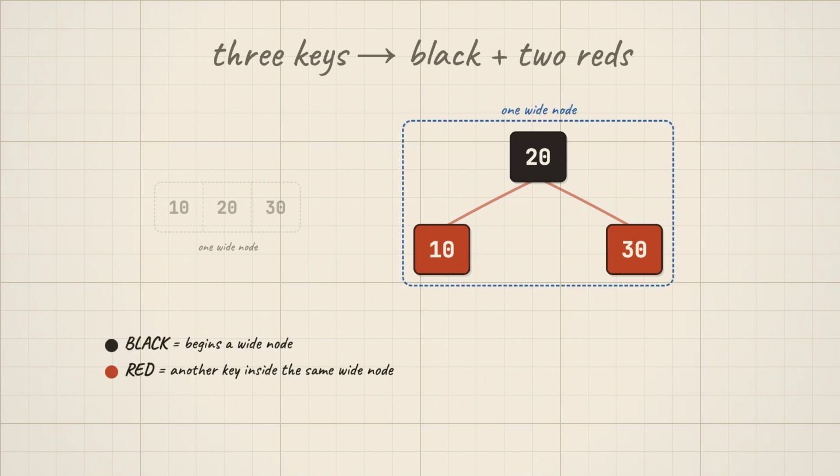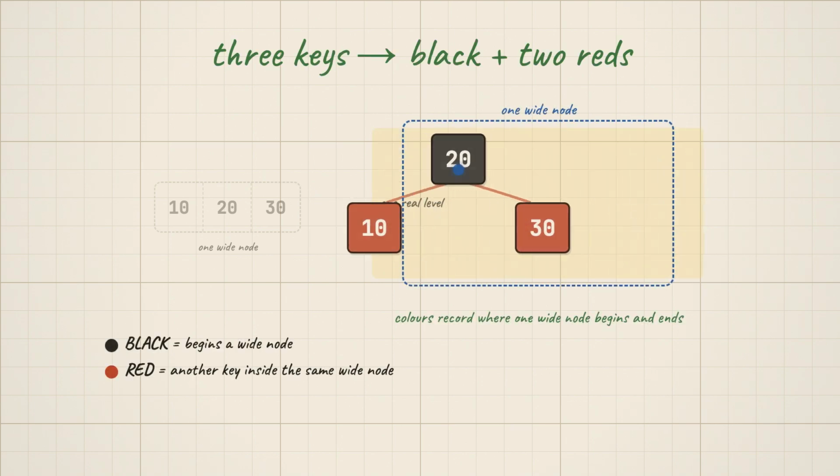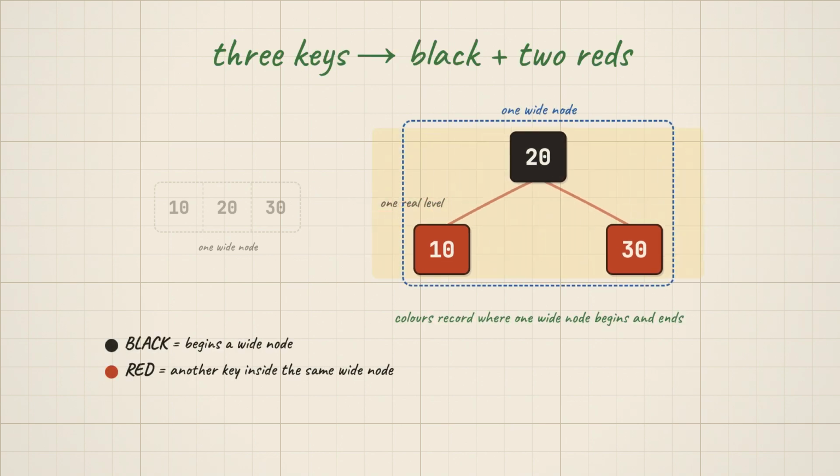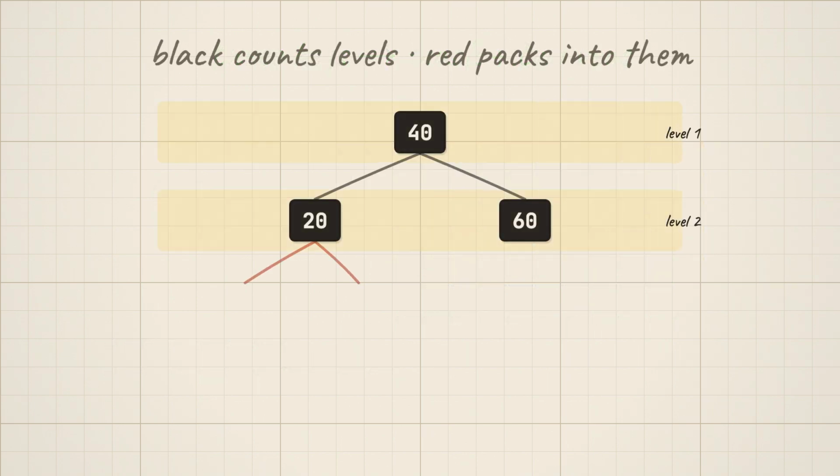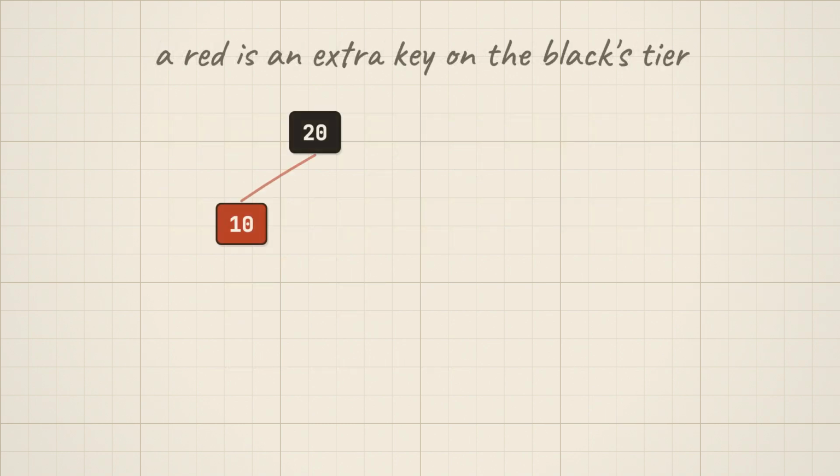The colors are not decorations. They record where one original wide node begins and ends. Black nodes count real levels. Red nodes are extra keys packed into those levels. The color rules now begin to explain themselves.